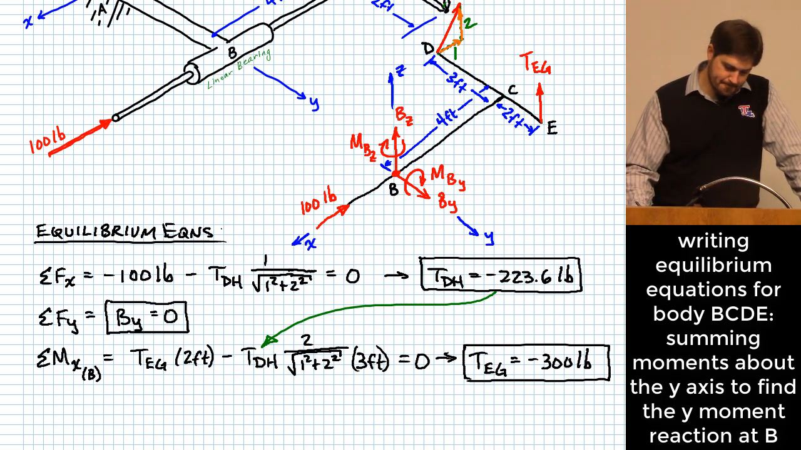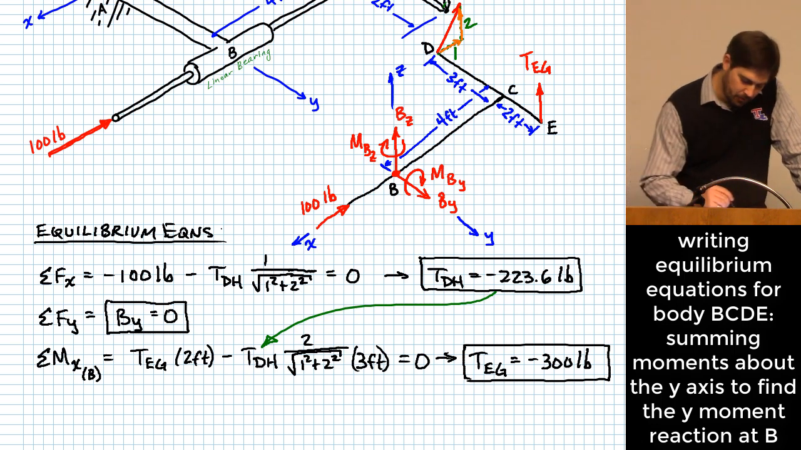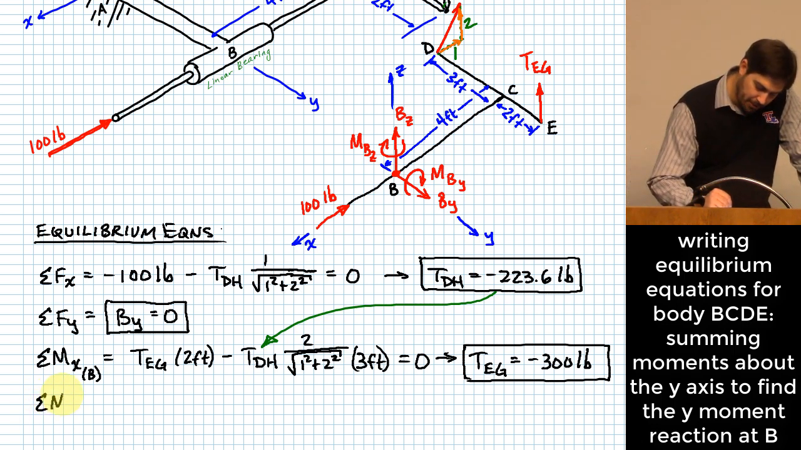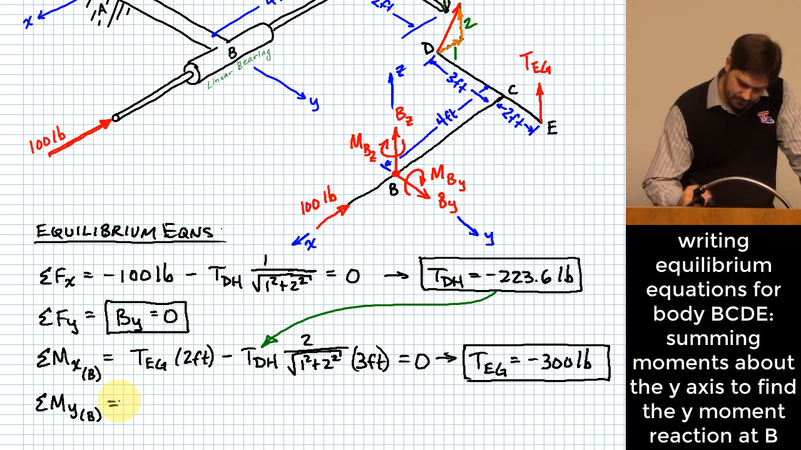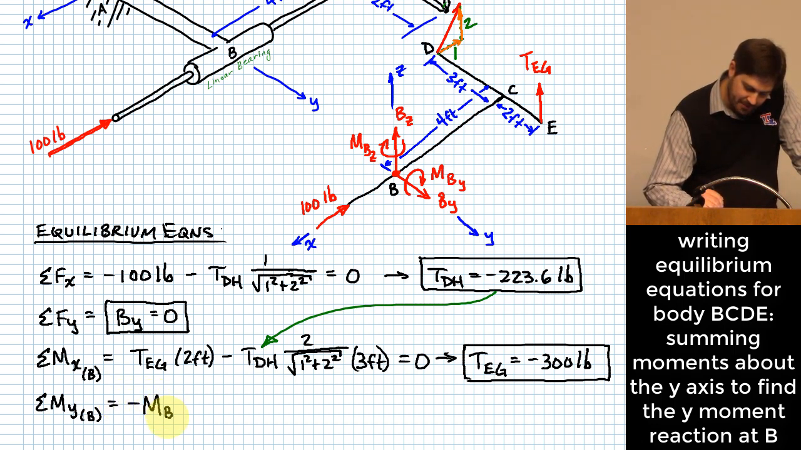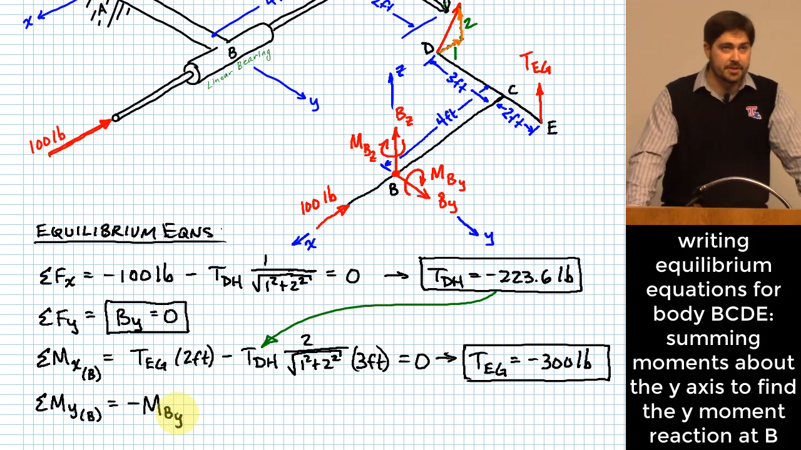Okay. If I wanted to go to the one someone suggested a minute ago and sum moments around the y-axis passing through B, what influences would I have around that axis? Okay. Minus MBY is an obvious one, right? That's definitely just a concentrated moment that's applied around that axis that I'm mentioning. But what else?